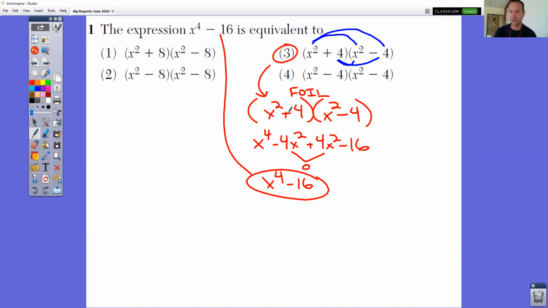When you go to do FOIL, you have to multiply the firsts, the outers, the inners, and the lasts. So we end up with x to the fourth minus 4x squared plus 4x squared minus 16. These two cancel out because these two are opposites. They add up to 0. So we end up with just the x to the fourth power minus 16, which is what we started with. If you go to do FOIL to the other three, you will not get this answer.